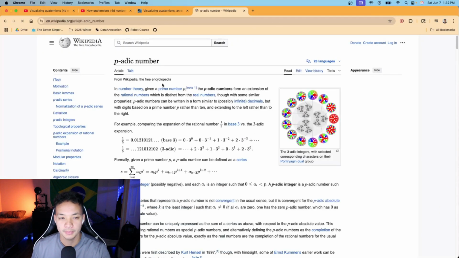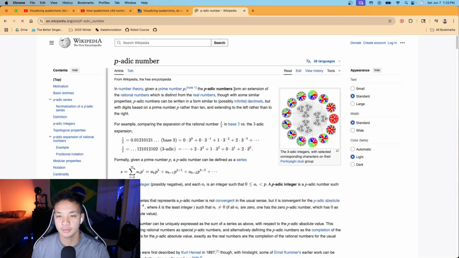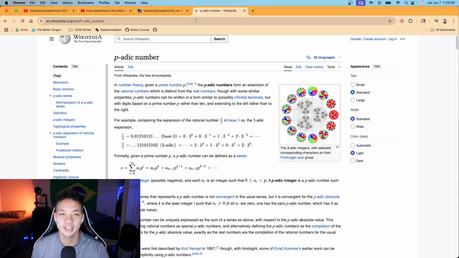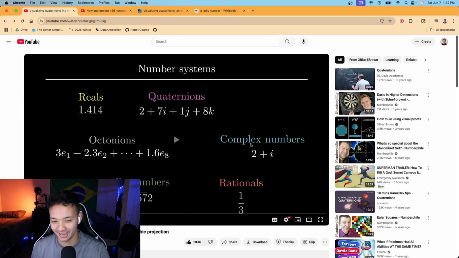Let's go to Wikipedia. P-adic numbers. Number theory. Given a prime number p, the p-adic numbers form an extension of the rational numbers which is distinct from the real numbers, though with some similar properties. P-adic numbers can be written in forms similar to infinite decimals. For example, comparing the expansion of the rational number 1/5 in base 3 versus the 3-adic expansion. Okay, base 3 means we're going in base 3s. Okay, this is for another video. I still don't know what those are.